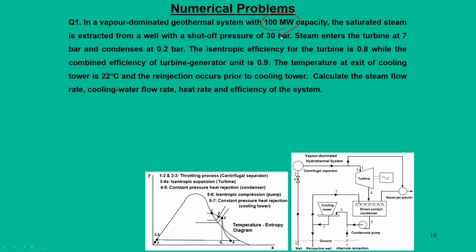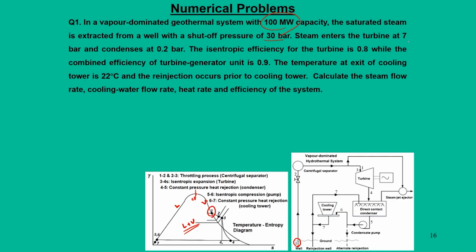Since it is a saturated steam, obviously the state point 1 in this thermal circuit lies on the saturated vapor line, and this is liquid plus vapor. If you refer to these T-S diagrams, this is the critical point. This side is the saturated vapor line, this line is the saturated liquid line, and in between it is the liquid plus vapor region. So, we locate the point, that point 1 is at 30 bar.